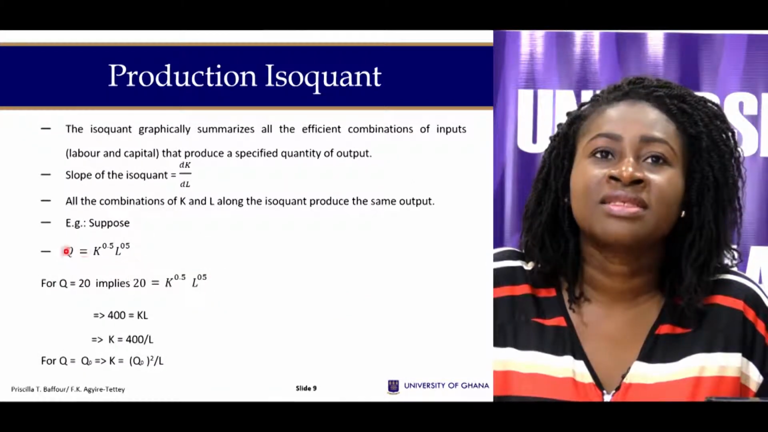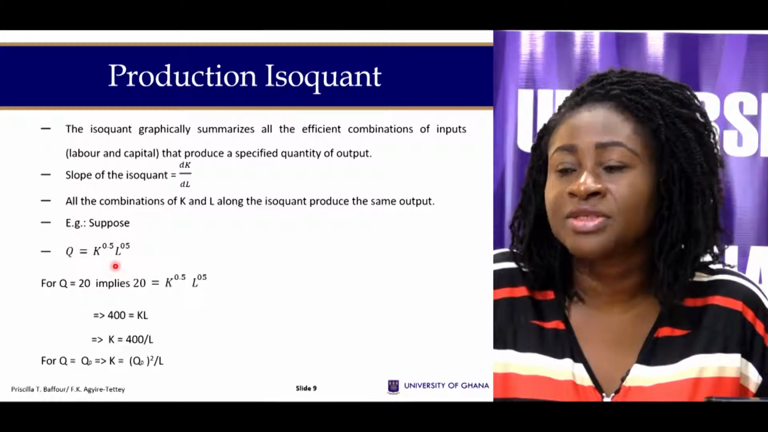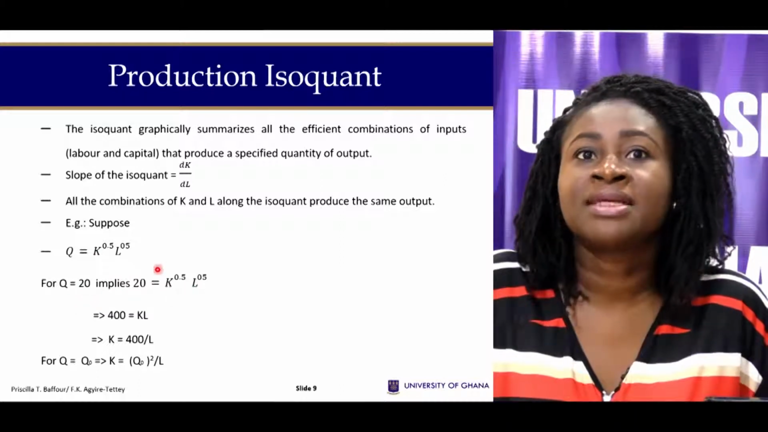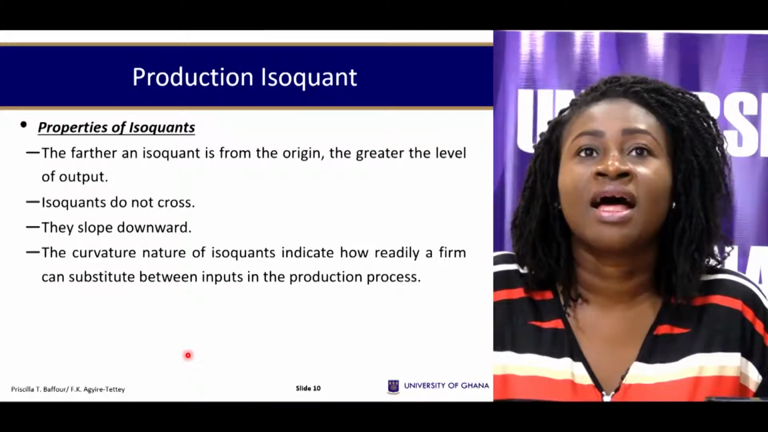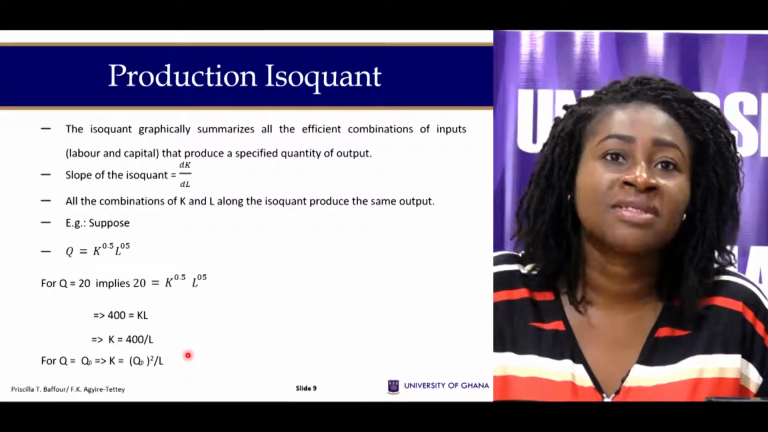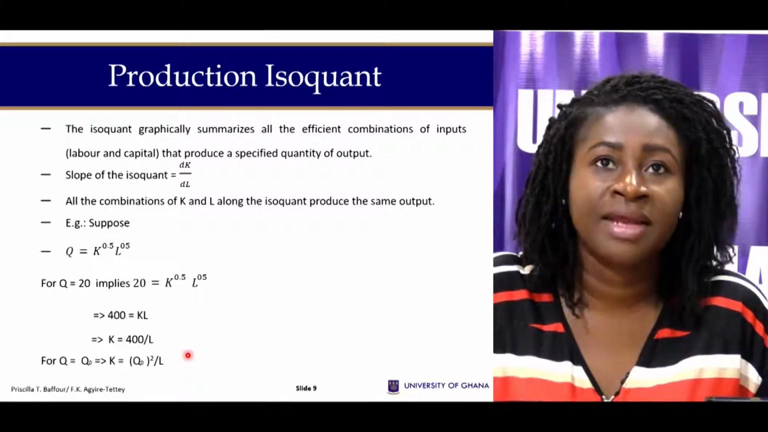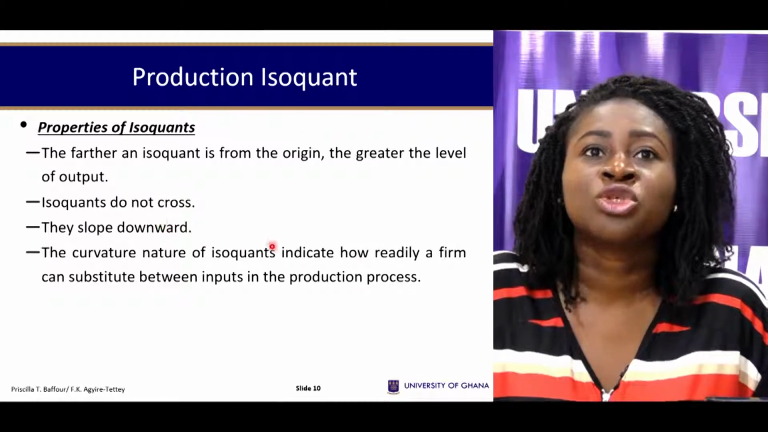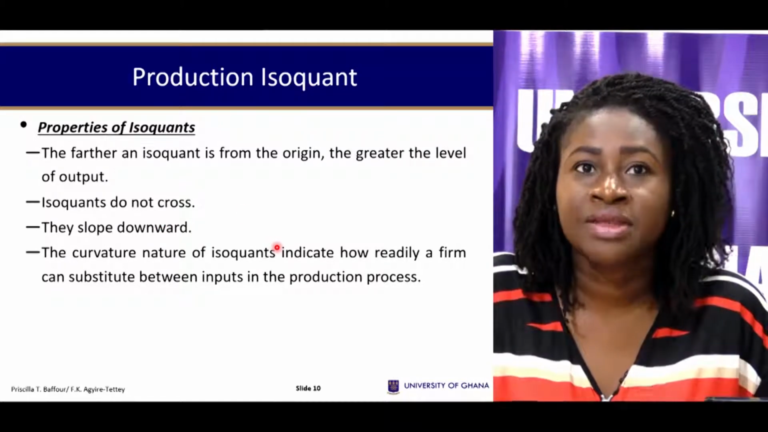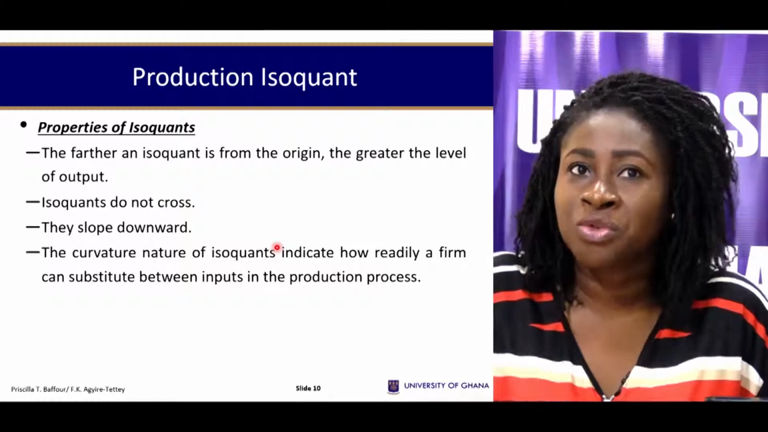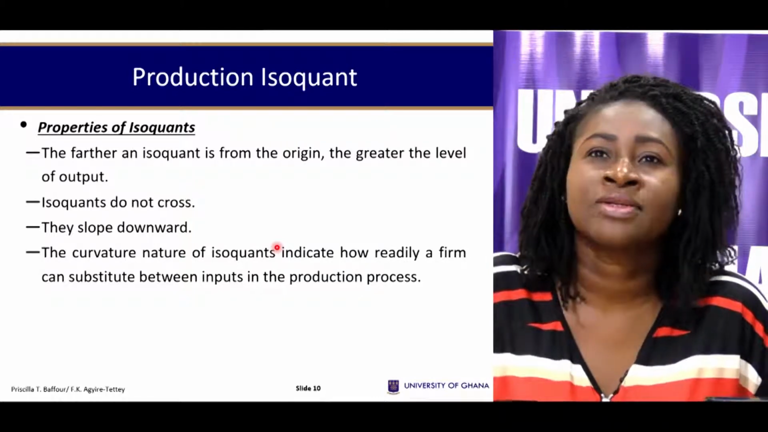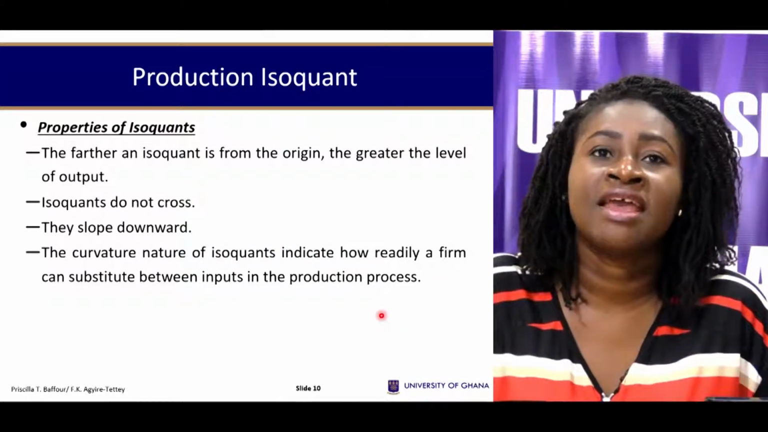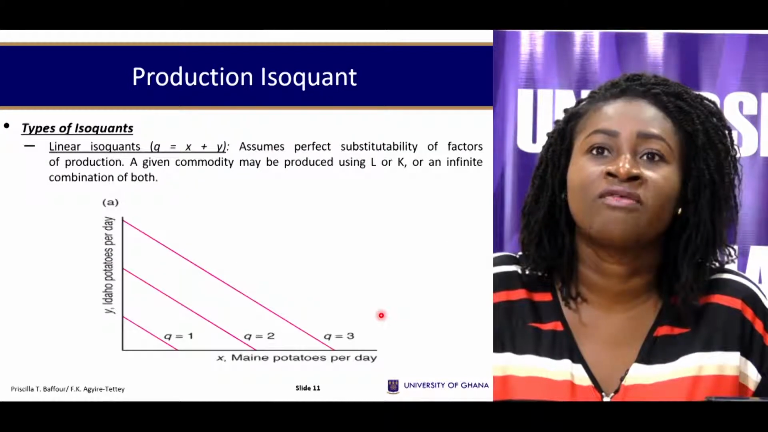So here, this is our production function, Q as a function of K and L. If Q is equal to 20, it implies that we can equate it and find the marginal product of capital and labor as well, right? In terms of the properties of the isoquants, I have discussed, the slope is a downward slope, typical. Isoquants are downward sloping, which is your typical convex isoquant, and the curvature of the isoquant indicates how readily a firm is able to substitute capital for labor.